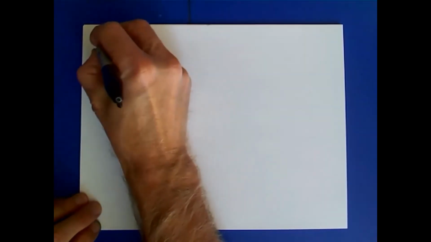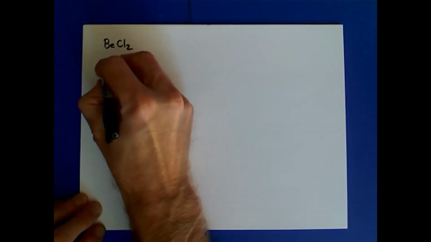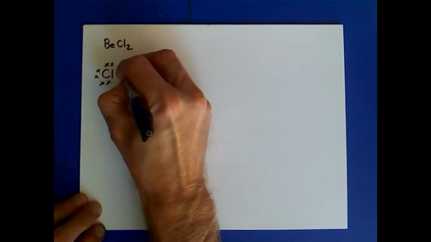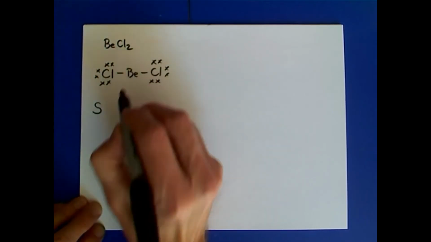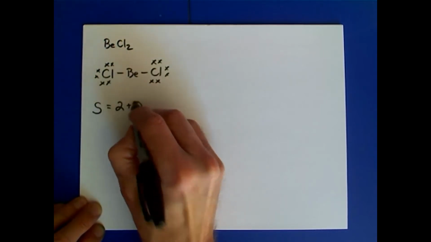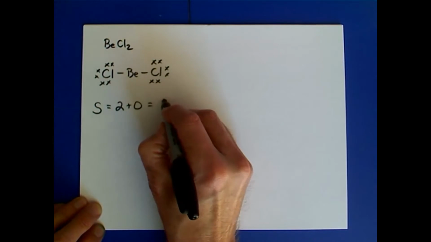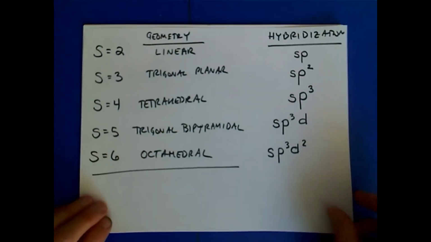So what in the world's going on with this hybridization business? Well, let's take a molecule like BeCl2, the Lewis structure for which looks like this. And we can look at this and say, well, the steric number on our central beryllium is going to be 2 atoms attached, a chlorine and a chlorine, and no lone pairs, so we're going to have a steric number of 2. In the case of a steric number of 2, we get a linear electronic geometry, and that's what I've drawn here with the Lewis structure.